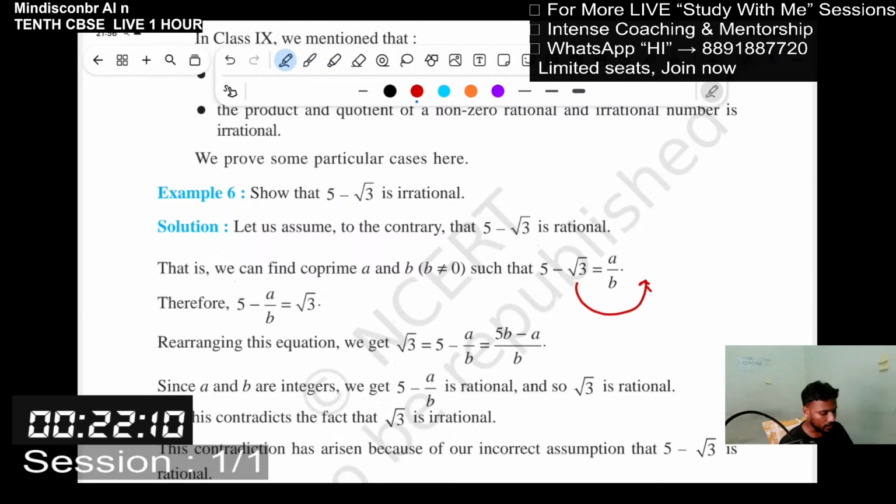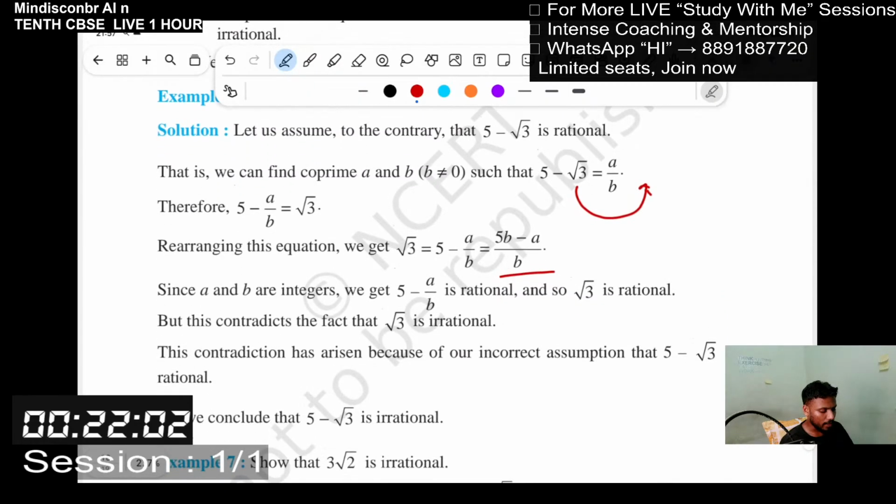Rearranging the equation, we will get that root 3 is equal to 5b minus a by b. Since a and b are integers, we get 5b minus a by b is rational, and so root 3 is rational. Here we can say that 5 is a rational number, and a by b is also a rational number. So a rational number minus another rational number is a rational number. So we will get root 3 is rational.